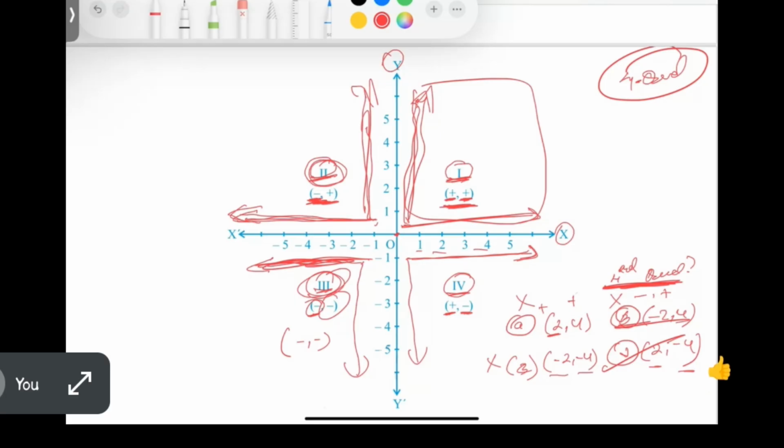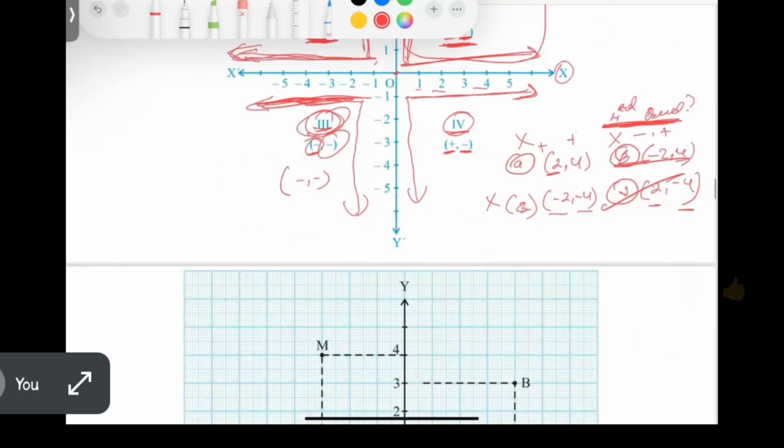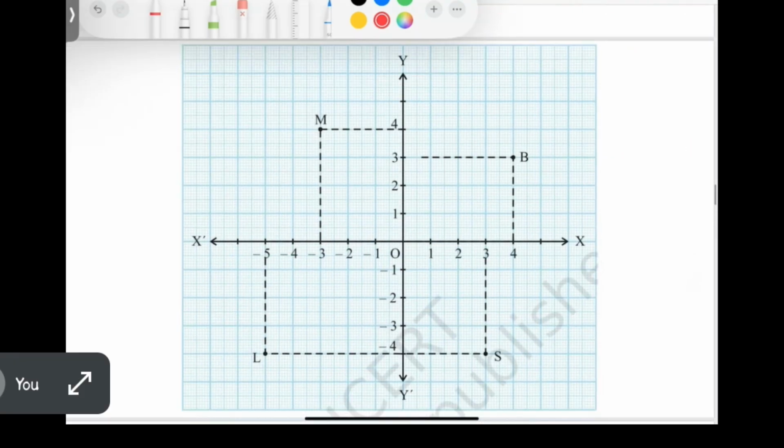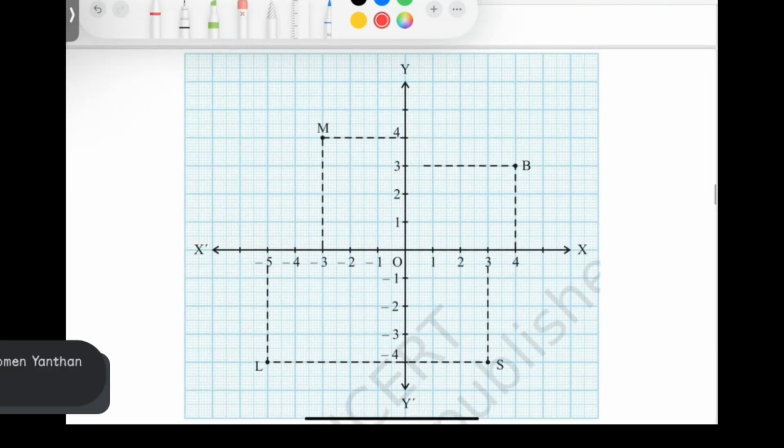Because this is the basic of coordinate geometry. Okay. Now I'll give you some ideas on plotting the graph. We don't know whether they will ask this one or not, but we have to be ready, because some of you may have forgotten how this is done.